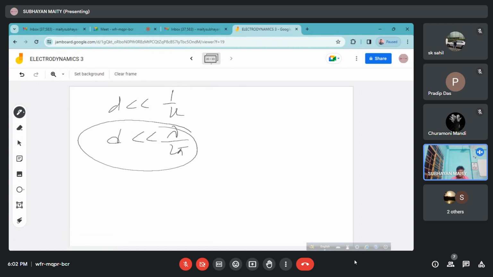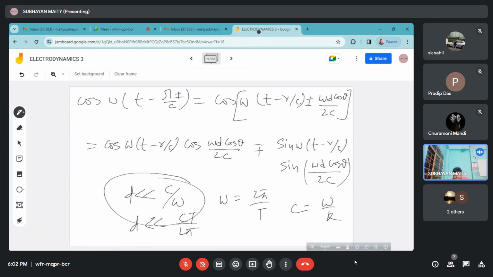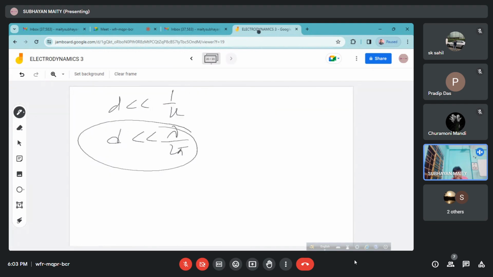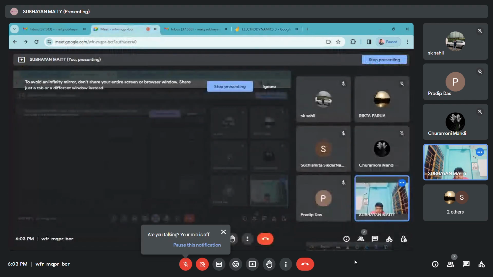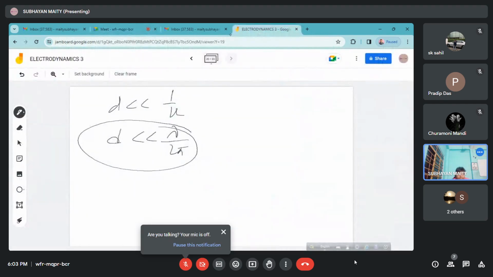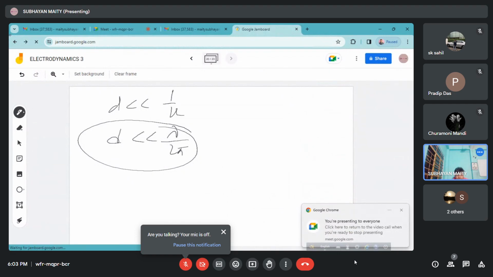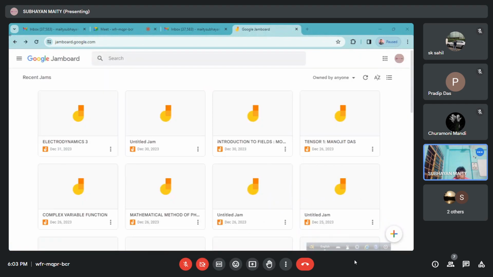So this is the dipole approximation. This approximation is called the dipole approximation. Following the dipole approximation, we can also simplify this expression further. Already we have the approximation that r is greater than d. Again, d is less than lambda by twice pi. So you have a further simplification of this expression. We are continuing in the next board.